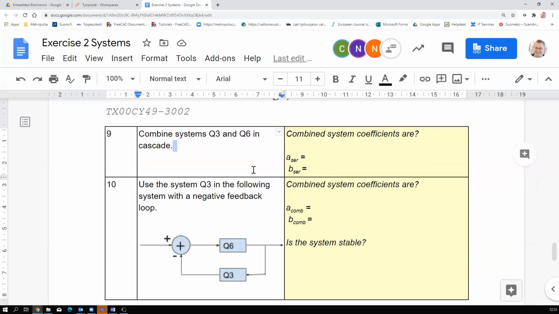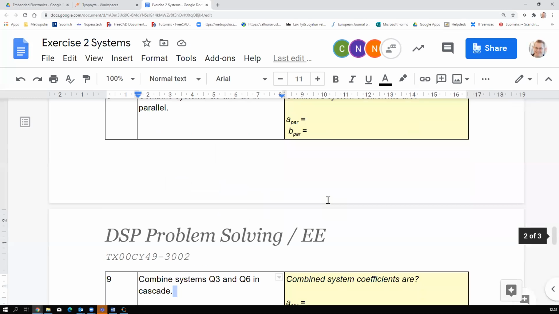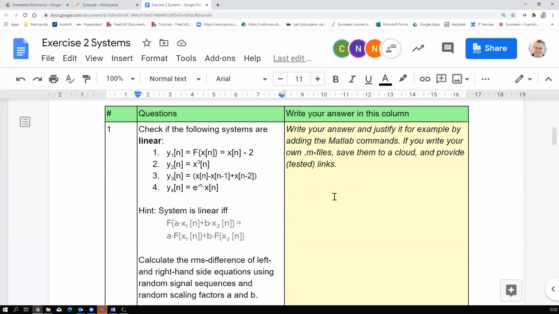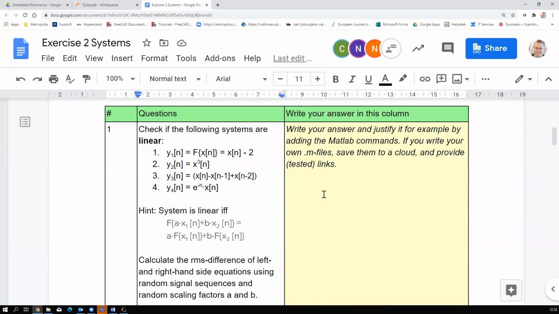Q3 and 4, 6. Again, then we have a feedback. We have a negative feedback of Q3 for the system Q6. What are the combined system coefficients? And then, is the system stable? I have a bad feeling that it's not going to be stable, but you will see. Some of you actually will get unstable systems, but that's the whole trick here.